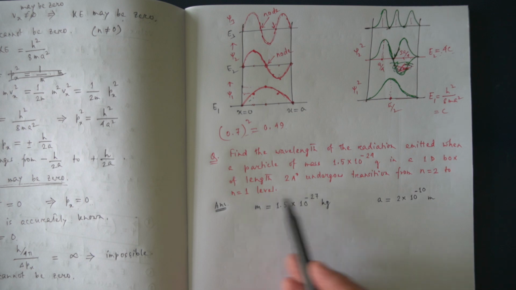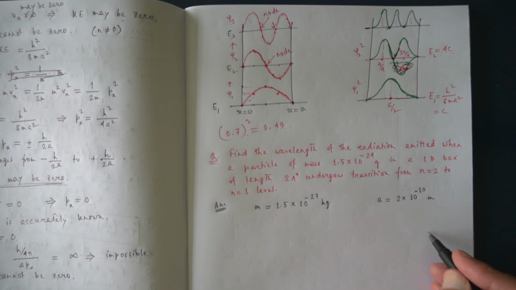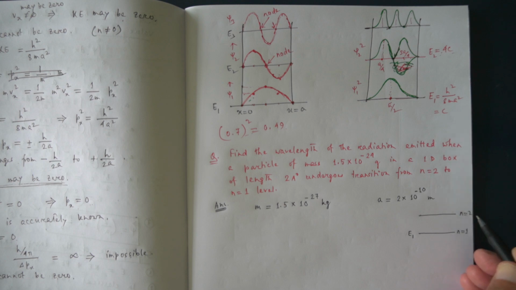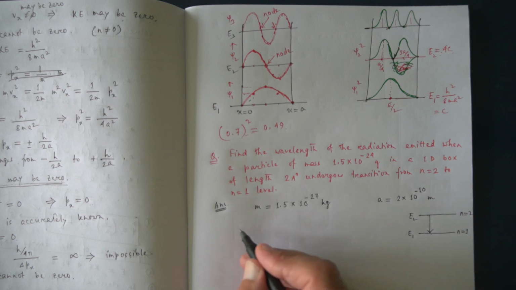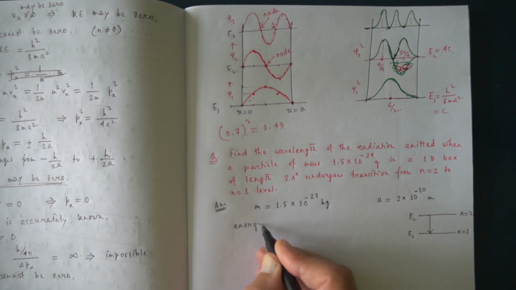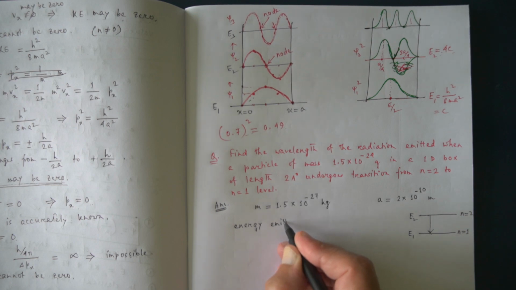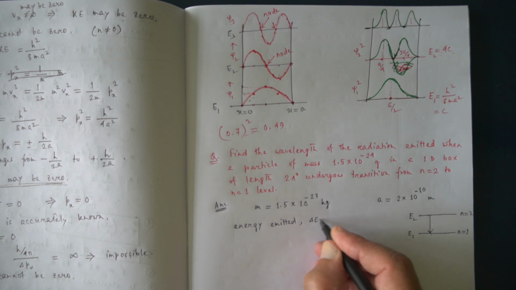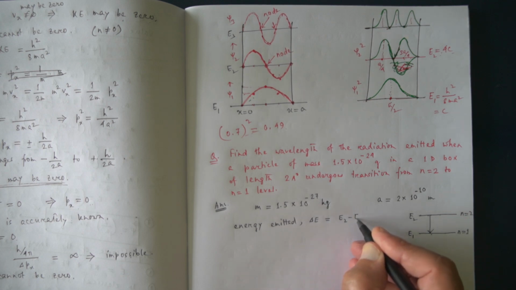Now how much energy is emitted? This is the n equal to 1 level, where the energy is E1. This is the n equal to 2 level, where the energy is E2. So it undergoes transition from E2 to E1. Energy is emitted in a transition from higher energy to lower energy, so the energy emitted is delta E, which is equal to E2 minus E1.